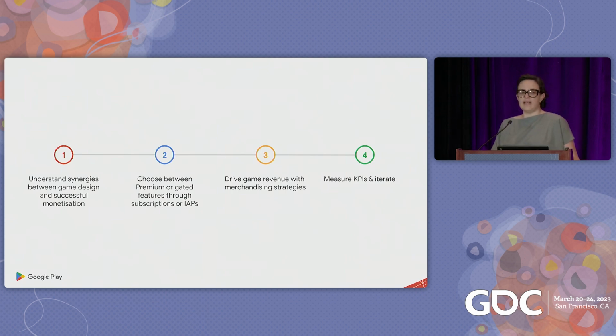Once you have decided what the monetization model should be, the next step is obviously looking at how you merchandise the game and the items you're trying to sell. And lastly, and perhaps most importantly, be very clear about your goals and the KPIs you're trying to achieve. Measuring your KPIs is key to understand where you can adjust, and then you can start rinse and repeat.